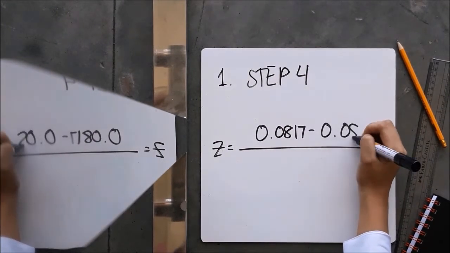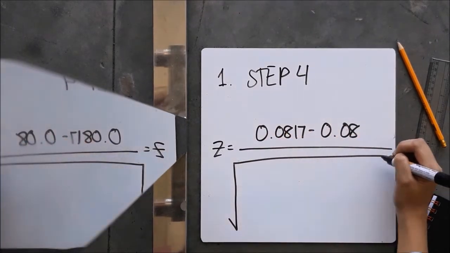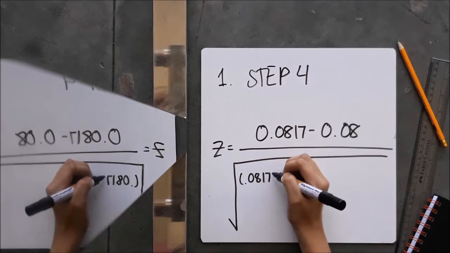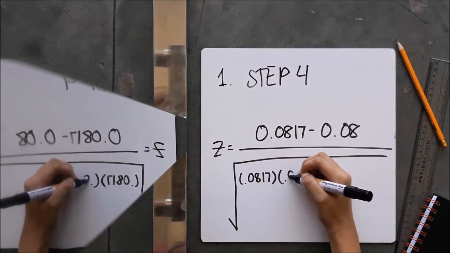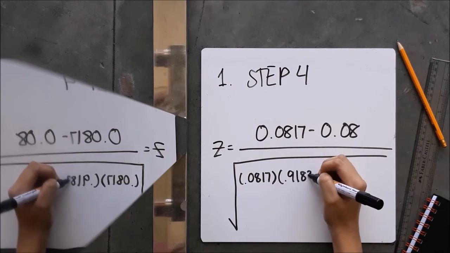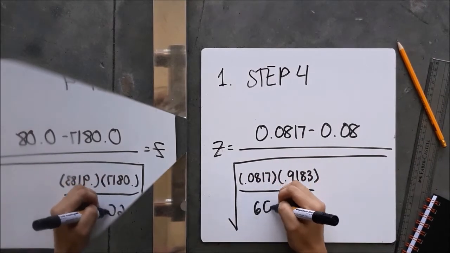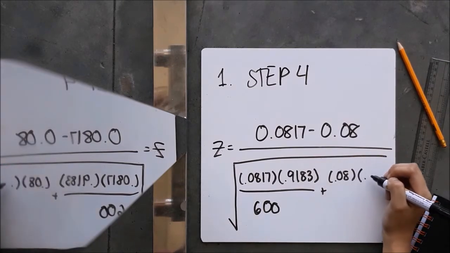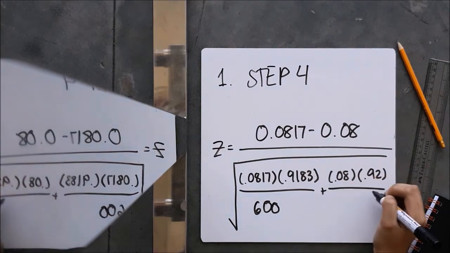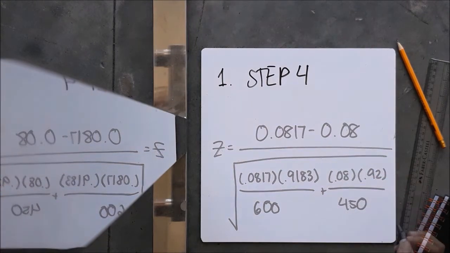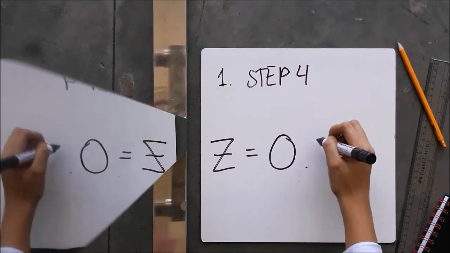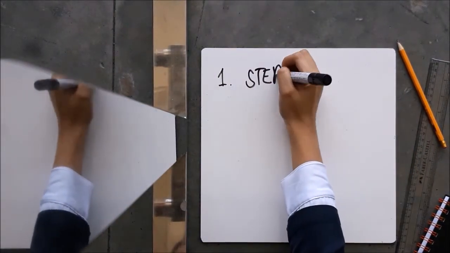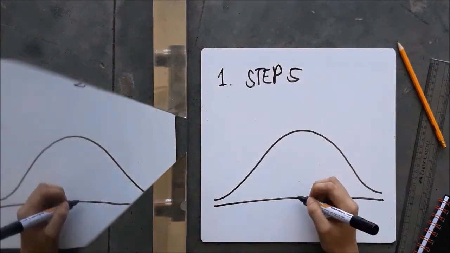Substitute the values that you have. Now your solution will be like this. Z is equal to 0.0817 minus 0.08 all over square root of 0.0817 times 0.9183 over 600 plus 0.08 times 0.92 over 450. Solving it all using a calculator, you will get 0.10. Step 5 is to graph for the value.